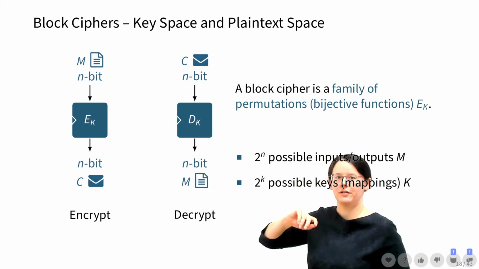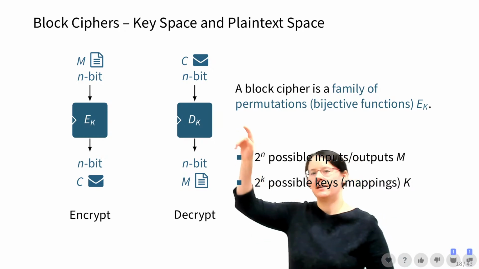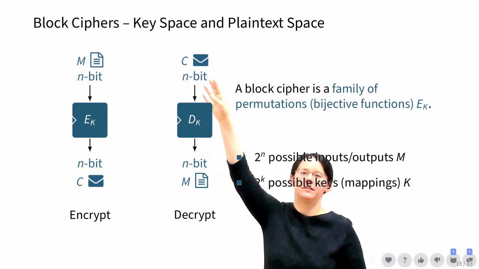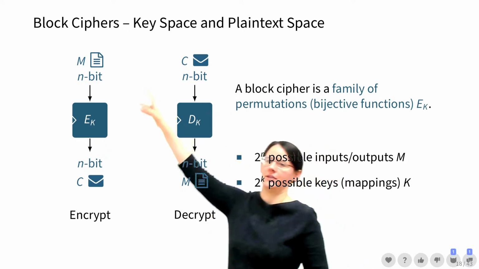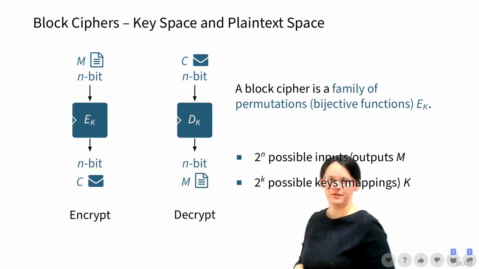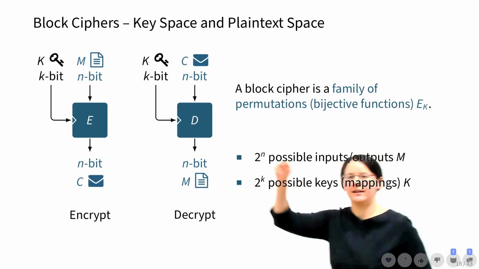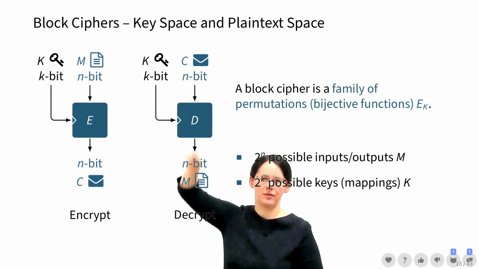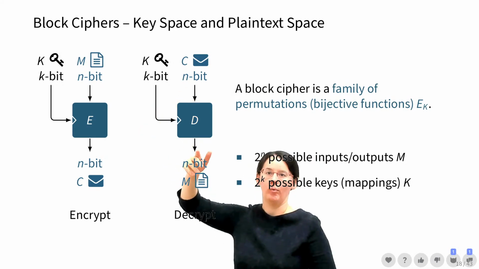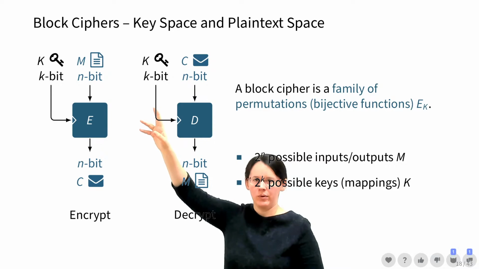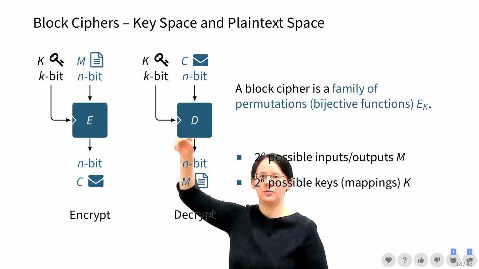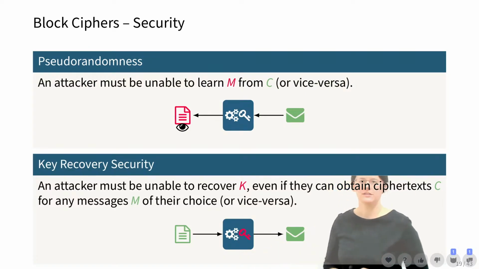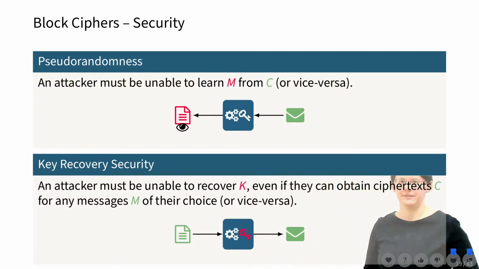The mathematical way of phrasing this would be, even if they're allowed to query this permutation very often, which means they give it ciphertext blocks and get plaintext blocks, or the other way around, even if they can do this very often, they still cannot derive the key from them. Why is that important, even if they've already seen so much information? Well, learning the key would allow them to also encrypt and decrypt any future messages. And that's what we want to avoid. So this is why we need key recovery security.